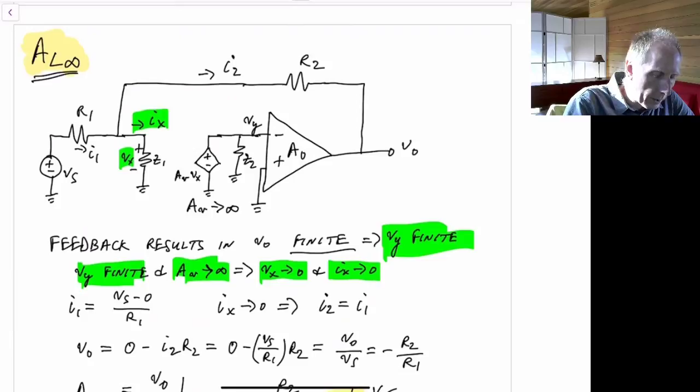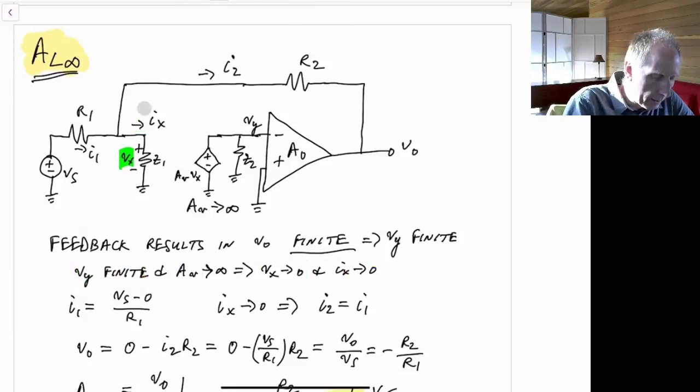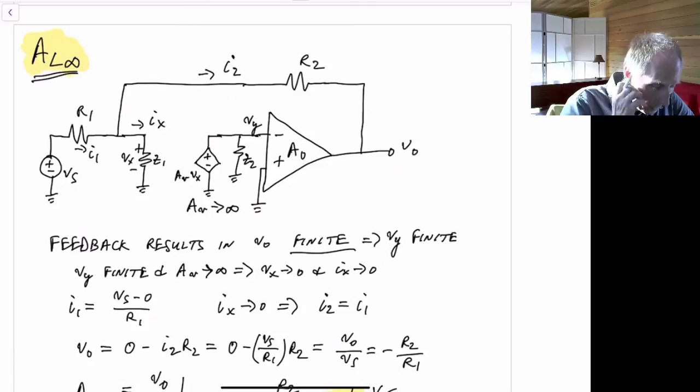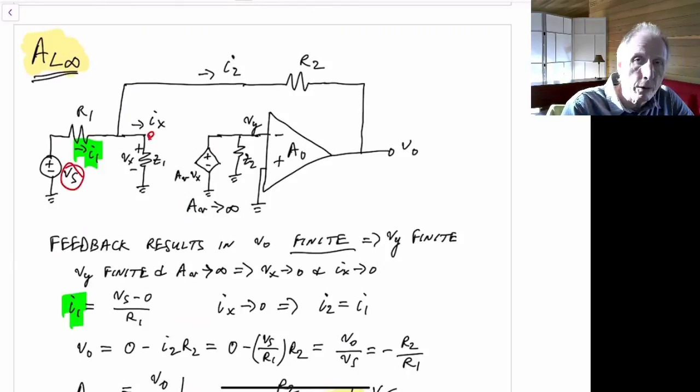So this is the key part here. By AV going to infinity, we know now that these two are true: Vx goes to 0 and I sub x goes to 0. Now, making use of that, we can see that the current I sub 1 here is equal to Vs minus the voltage at this node, but we just said the voltage at this node is Vx, which is 0. So it's Vs minus 0 divided by R1. So now I have the current I sub 1.